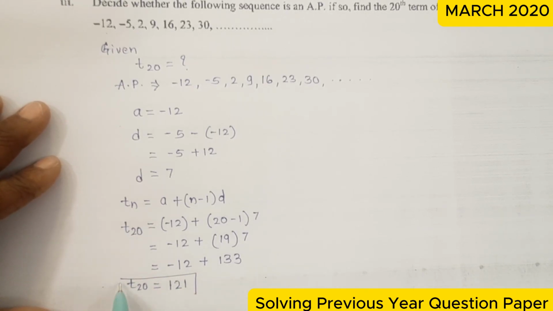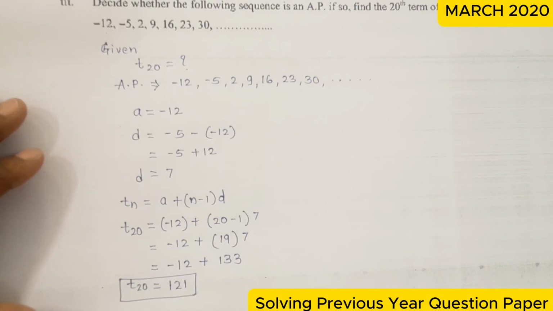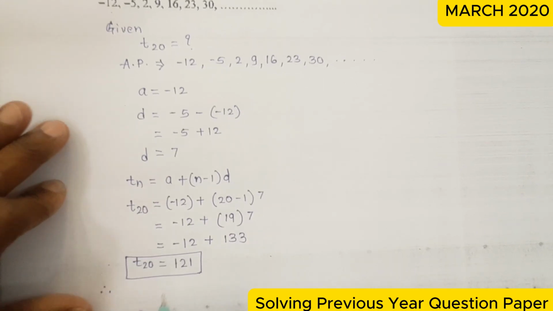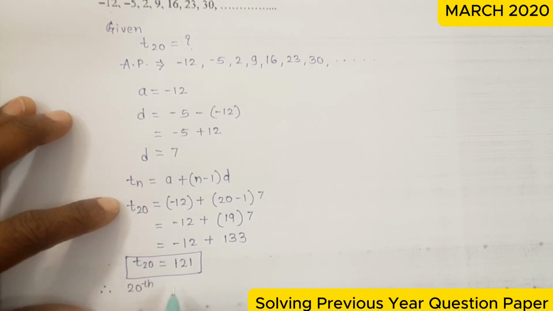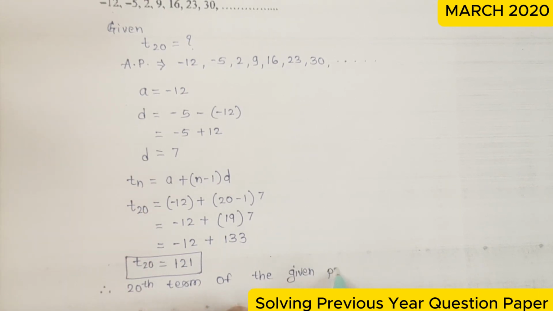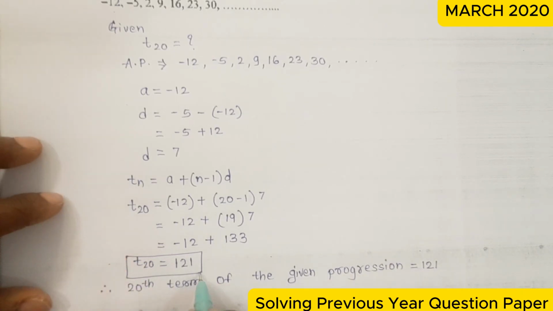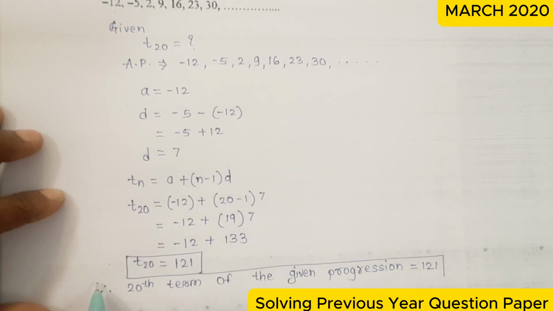So T28 is equal to 121. So here students, we write therefore the 28th term of the given progression is equal to 121. Okay students, do you understand?